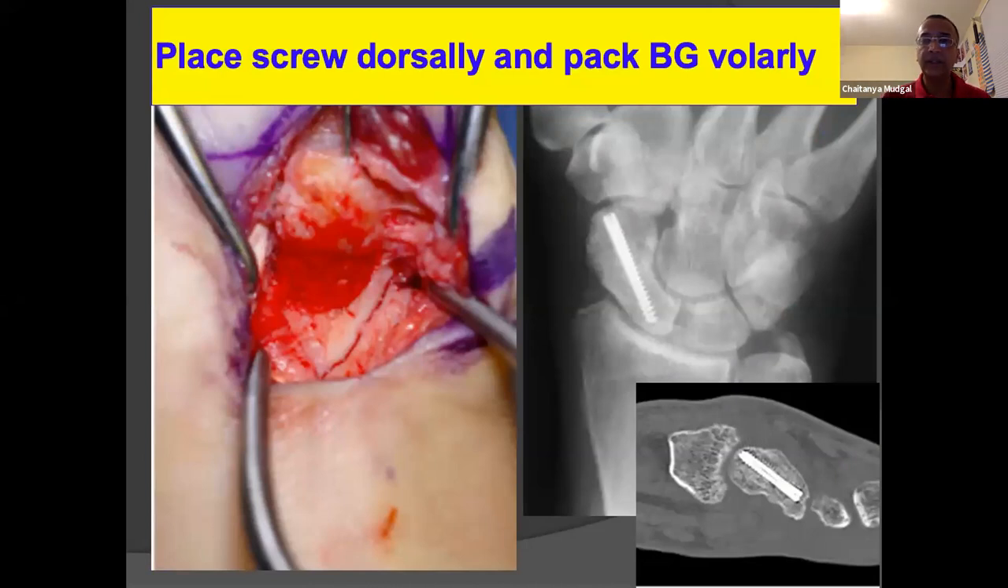So you see from the CT from Mark Cohen's paper that the screw is placed much more dorsally right there, and the entire volar portion is filled with graft. So is it possible to make a scaphoid heal without a trapezoidal graft? Absolutely, and there is data to support that concept.